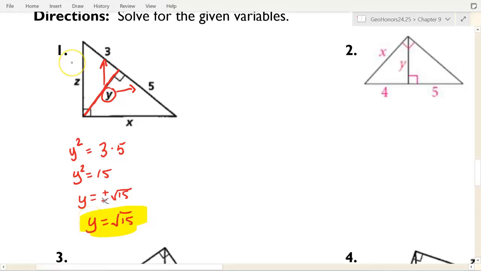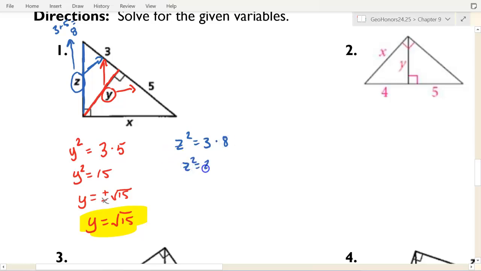Now I'm going to go to the legs of the larger triangle. First, I'll do this one, z. The base is 3, so I'm going to have z squared equals 3 times the other side, where I'm going to add the entire length of the hypotenuse. That's 3 plus 5, or 8. So it's 3 times 8.